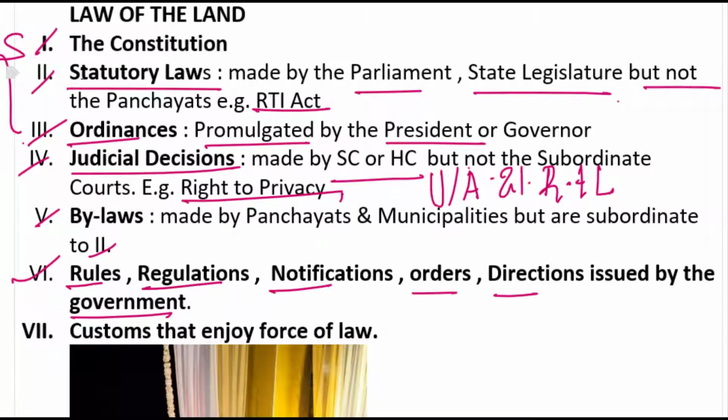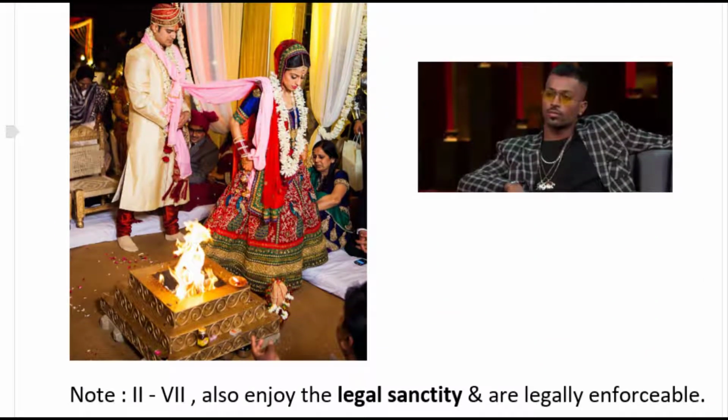And at 7th, we have the customs that enjoy the force of law. What do we mean by this? Let's understand this. See, among Hindus, it has developed that when an adult male and an adult female undergo a series of rituals culminating into them taking 7 rounds of holy fire, their marriage is considered to be solemnized legally.